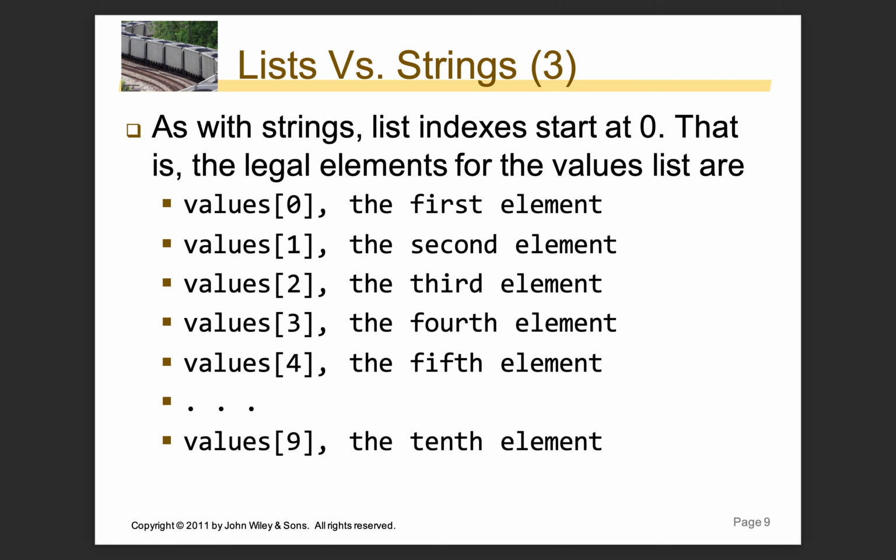As with strings, list indexes start from 0, very important. That is, the legal elements for the list are values[0] is the first element, values[1] is the second element, values[2] is the third element, and so on. Okay, remembering that we go up to the length of the list minus 1. So if the list has 10 elements, the 10th element is at index 9 because we're starting counting from 0.